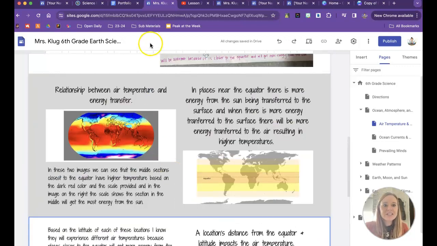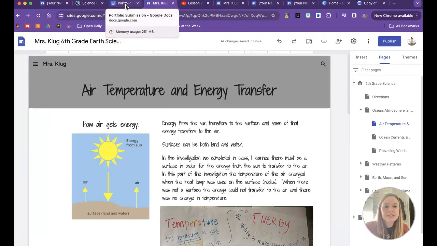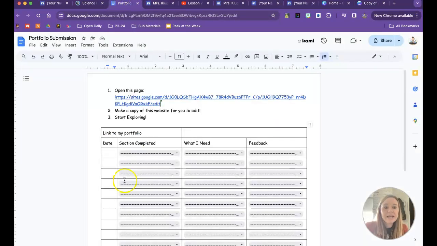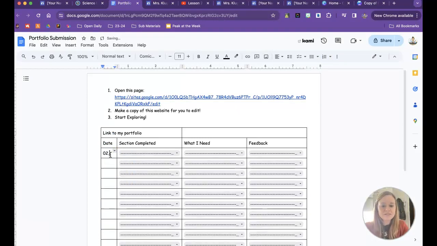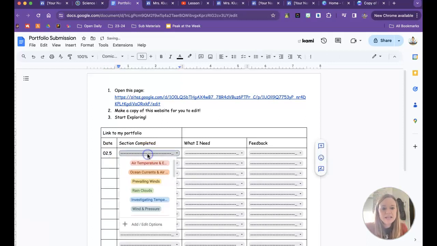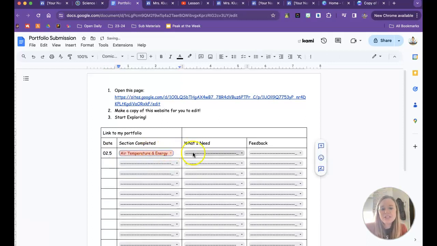Now that I have this section done, I can go back to my portfolio assignment in here and I can update this. So I can say today is February 5th, 2025, and I can say that I completed air temperature and energy, and you know what? I'm ready for it to be graded. So I would do this, and then I would submit my assignment to Ms. Klug, and then Ms. Klug will see this, and she'll say, okay, I'll go ahead and I'll give you a grade for that. And then you can begin to work on the next section.